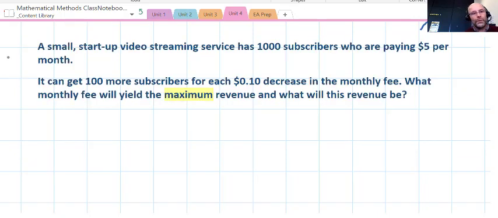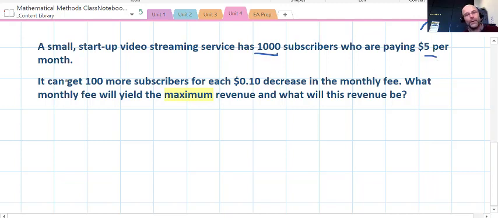I'm going to show you the learning goal via an example here, and we have a small startup video streaming service. At the moment it's got 1,000 subscribers, and at the moment they're paying $5 a month, so pretty small potatoes, right, at the moment. But it's worked out it can get 100 more subscribers for each 10-cent decrease in the monthly fee. So if the monthly fee drops, we get an extra 100 if it drops by 10 cents a month. What monthly fee will yield the maximum revenue?